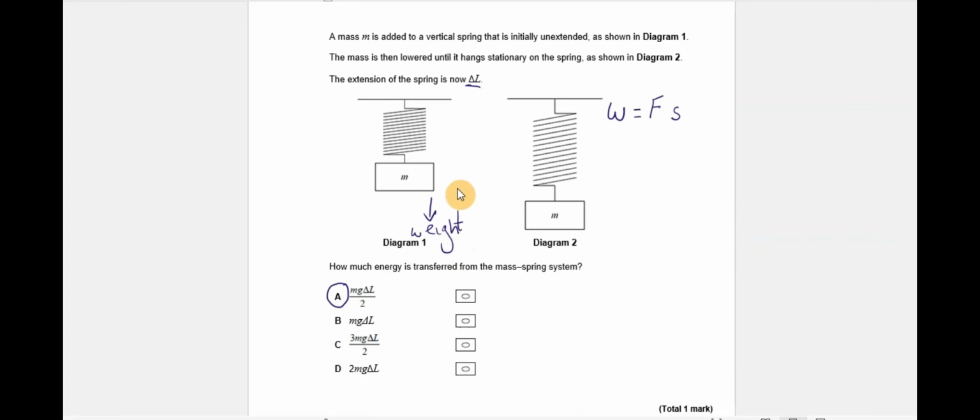Well, first of all, why is there energy being transferred to the spring? Well, we know that work is equal to the force applied to an object multiplied by the distance or displacement over which that force acts. In this particular case, the force is the weight of the mass, and the distance over which it moves is equal to the extension of the spring. The spring is going to get delta L longer.